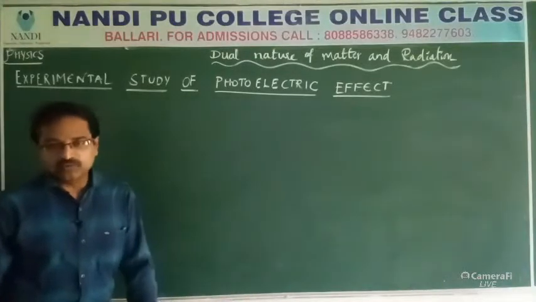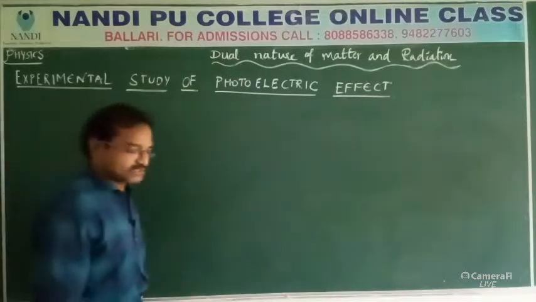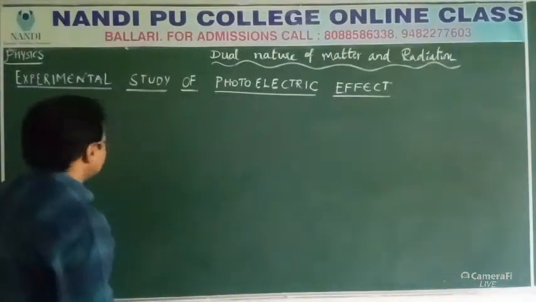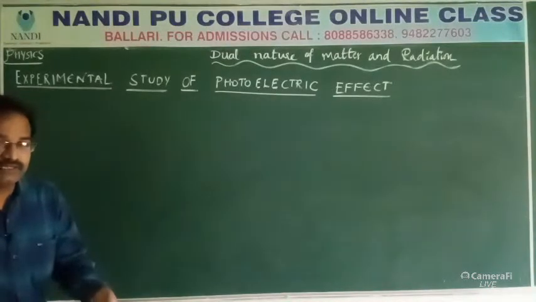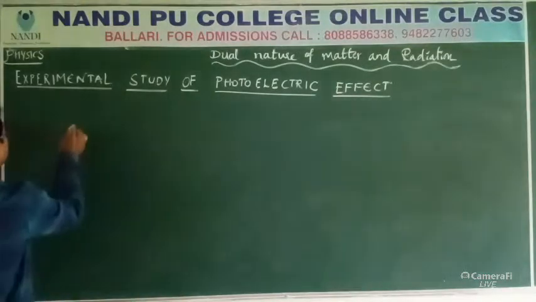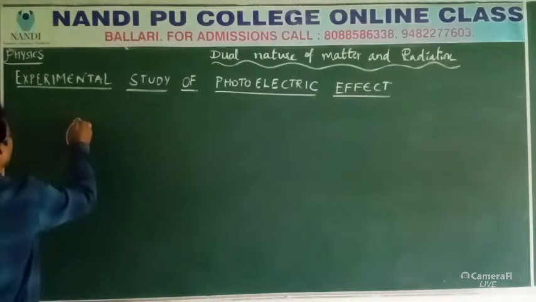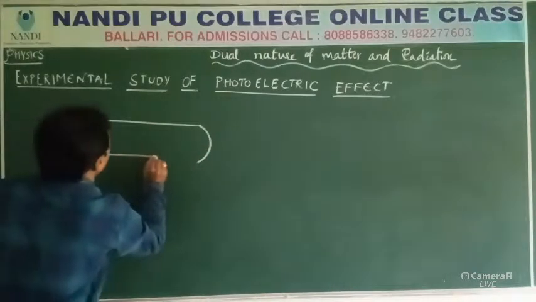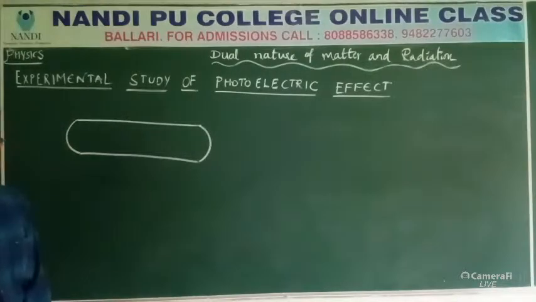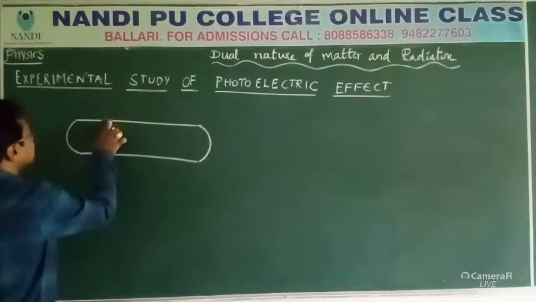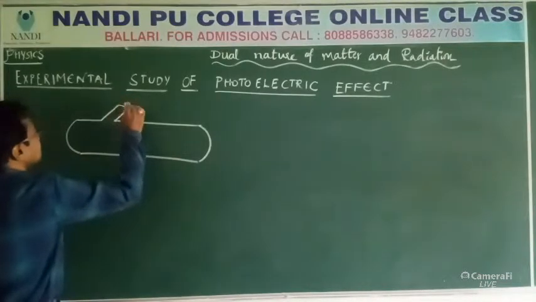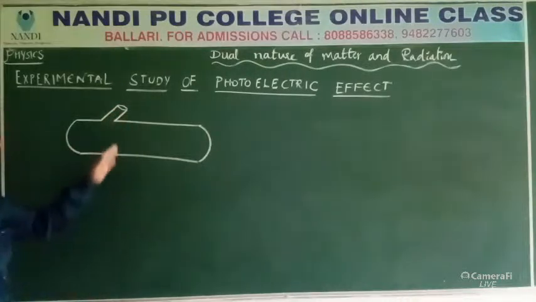Okay children, so for this experimental study of photoelectric effect we want some apparatus. What do we want? See here, first of all it requires an evacuated discharge tube. This is an evacuated discharge tube provided with a quartz window. So this is the quartz window. Through this, light will fall.